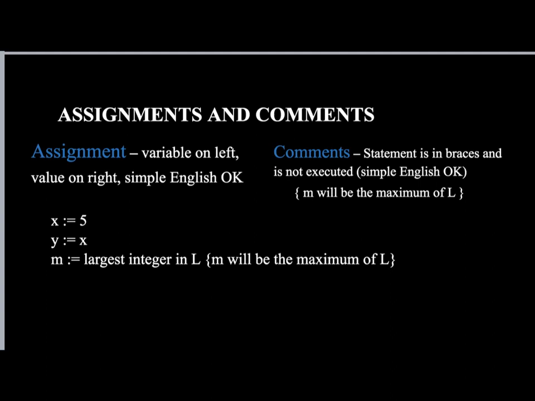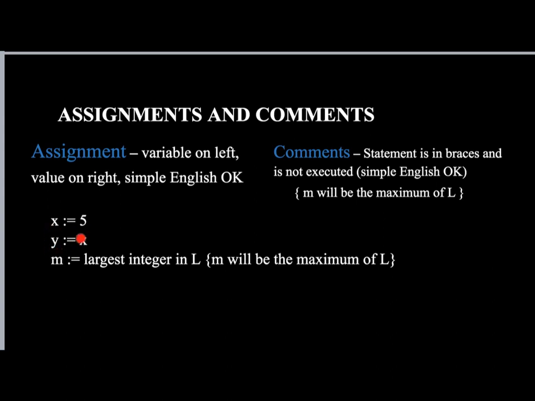When you're doing pseudocode, a lot of times you will make assignments. That's when you assign what a variable is. In an assignment, you have the variable written on the left, the value written on the right, and simple English is okay when you're doing pseudocode. For example, here's an assignment. I'm going to take a variable called x, and I'm going to assign it the value 5 by using colon equals. That's how we make an assignment. So x is assigned the value 5.